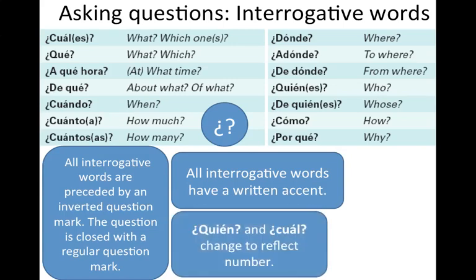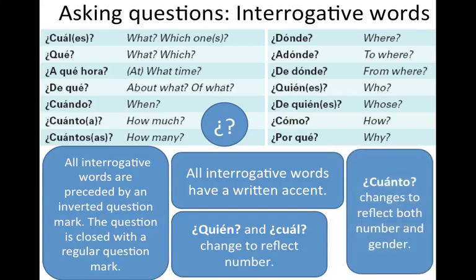Note that quién and cuál change to reflect number. So, ¿quién es el chico? Who is the boy? ¿Quiénes son los chicos? Who are the boys? ¿Cuál es importante? Which is important. ¿Cuáles son importantes? Which are important, por ejemplo. Along with that, cuánto also changes to reflect both number and gender. So, ¿cuánto dinero? How much money? For example, ¿cuánta gente? How many people? How much people?